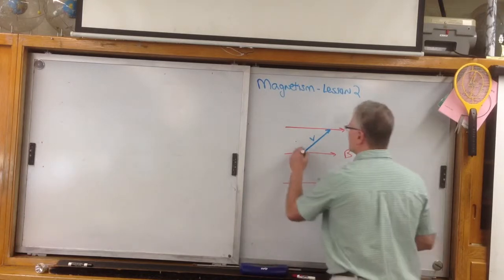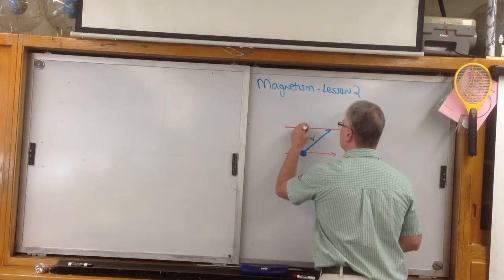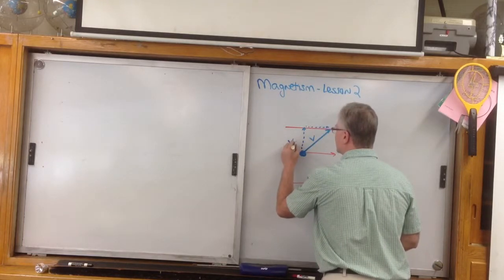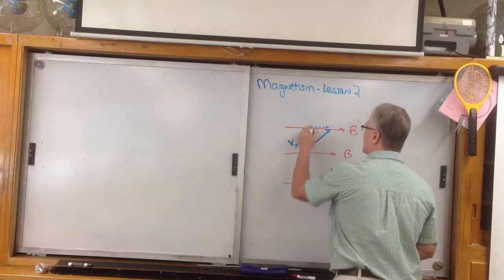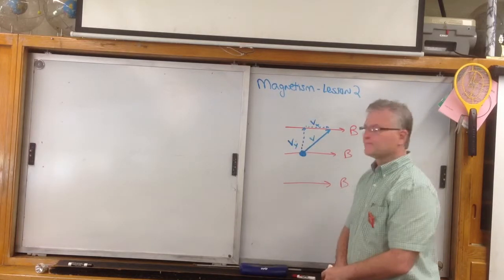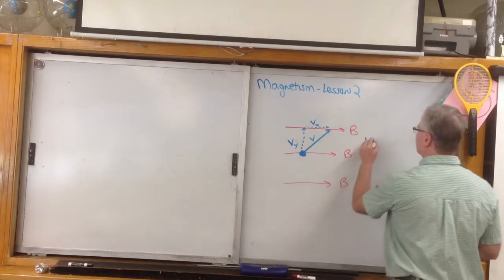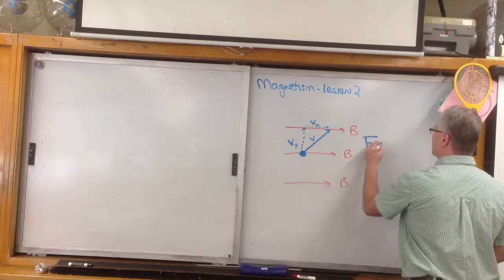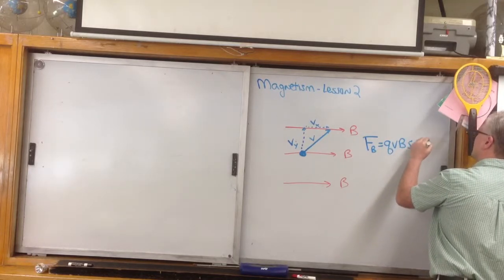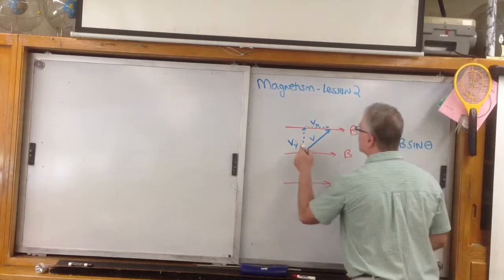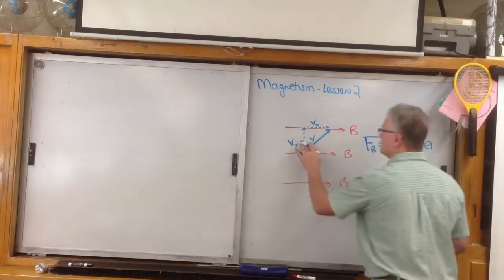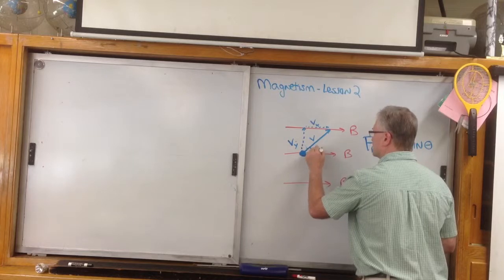So if we look, can't we break this down into its x components and its y components? So if we look at the velocity in this direction, the velocity in the y, and the velocity in the x, isn't it still moving perpendicular? So we've got to modify our formula. The force magnetic is QVB, and then we use the sine of the angle, and it's the angle between the field lines and the vertical. So it's actually this angle in here.